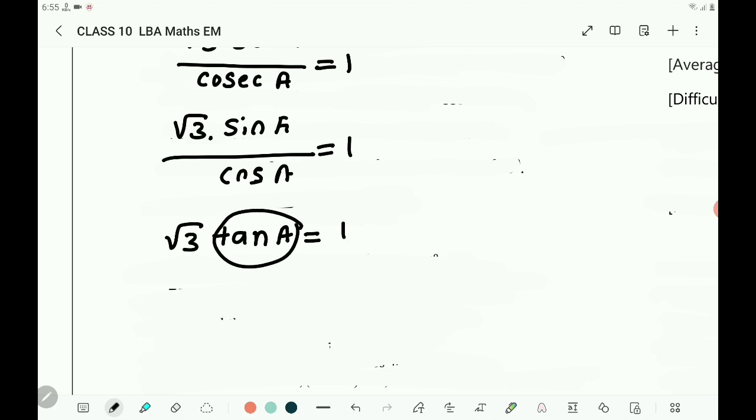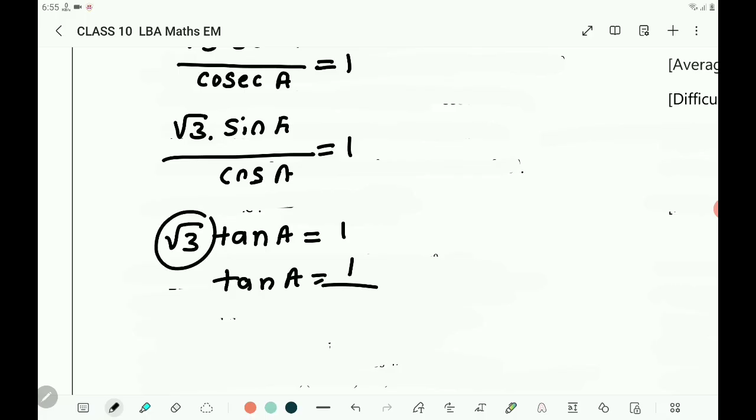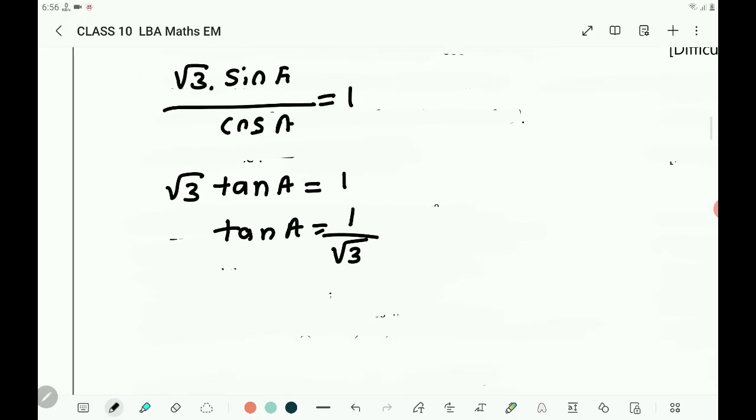Then tan A is equals to 1 by, transfer this root 3 to the RHS, it becomes 1 by root 3. Then here you got tan A is equals to 1 by root 3. Then tan, how much is 1 by root 3? Tan which degree? Tan 30 is 1 by root 3. Tan 30 degrees equals to 1 by root 3.